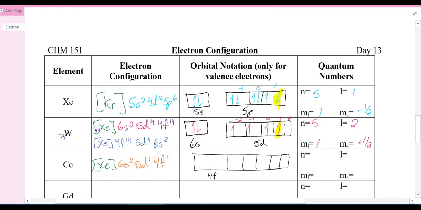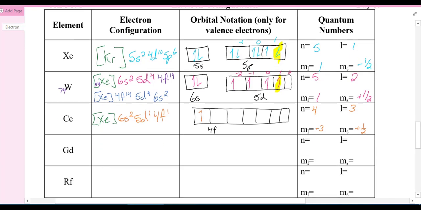And there's only one in 4F. So N would be 4, L would be 3, M sub L negative 3, and M sub S would be up. And so that would be the quantum numbers for that electron.